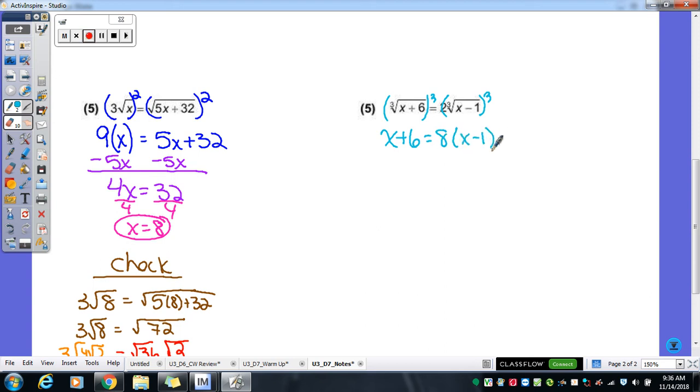So our radical on the left is gone. It's just x plus 6. On the right side, 2 cubed is 8. Remember, you still have to cube that number out in front, so that's 8. And then it's going to be times everything under the radical, which is why I put those parentheses there, because you got to make sure it gets multiplied by the x and the 1. And we'll have to distribute that 8. So we get x plus 6 equals 8x minus 8.